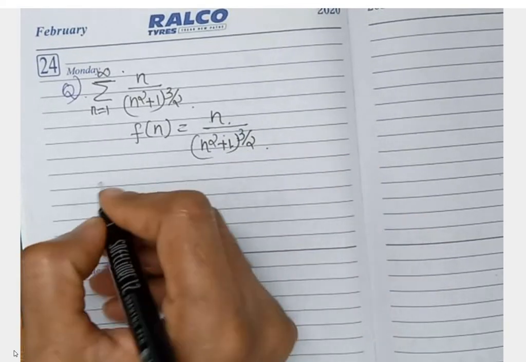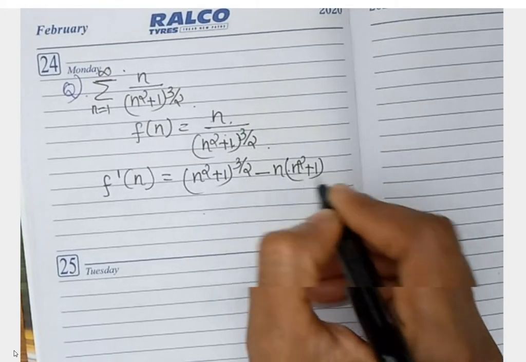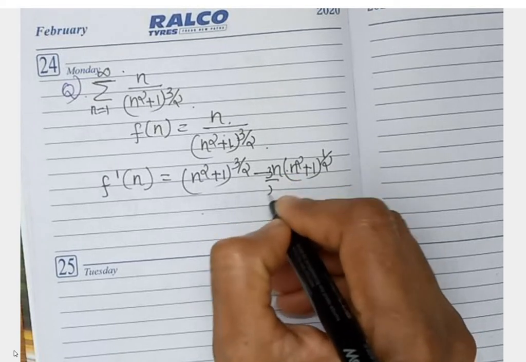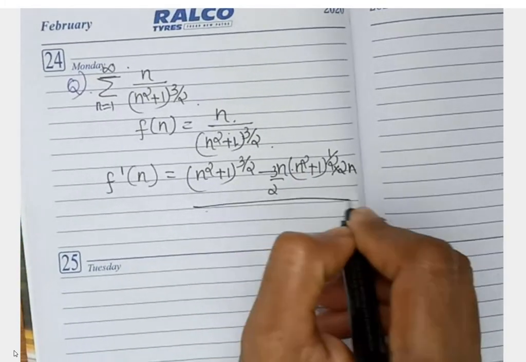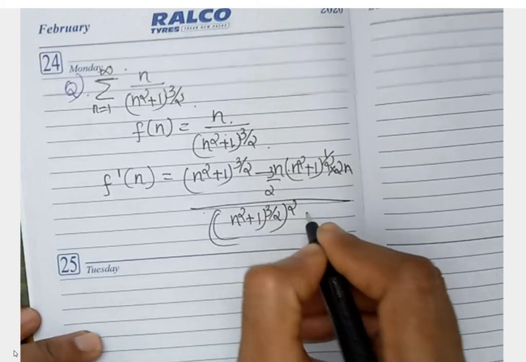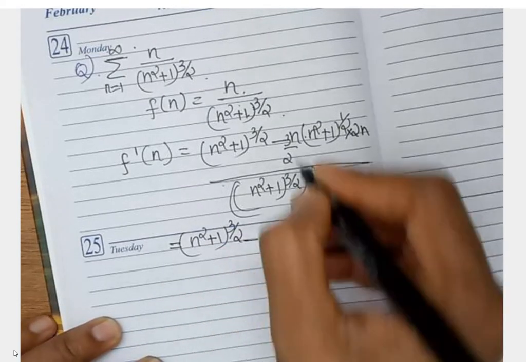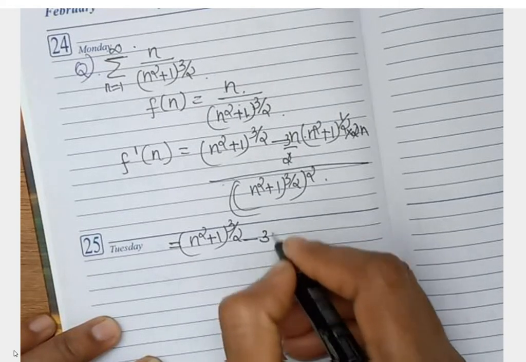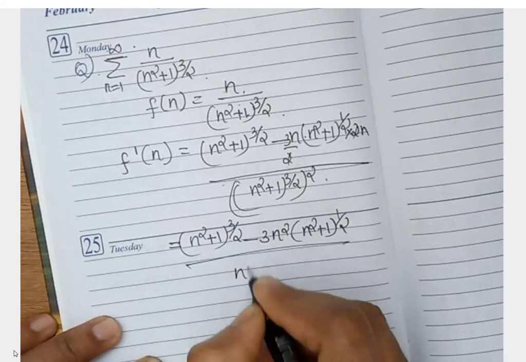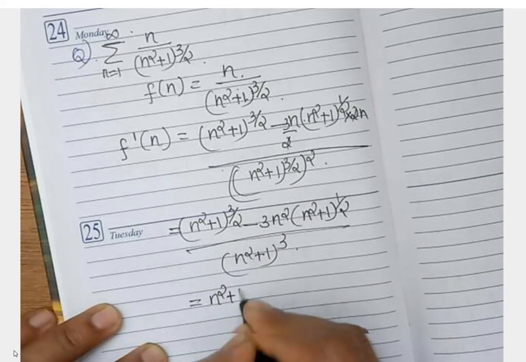Next, we have to show that it is decreasing. f'(n) = (n²+1)^(3/2) minus n into 3/2 into 2n (n²+1)^(1/2), divided by ((n²+1)^(3/2))². The 2 gets cancelled, so we get (n²+1)^(3/2) minus 3n² (n²+1)^(1/2), divided by (n²+1)^3. I'm taking (n²+1)^(1/2) outside.